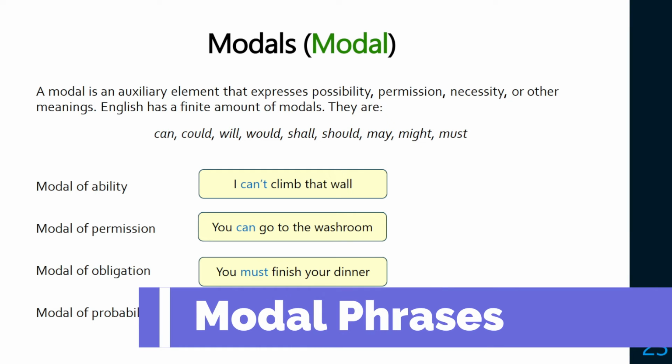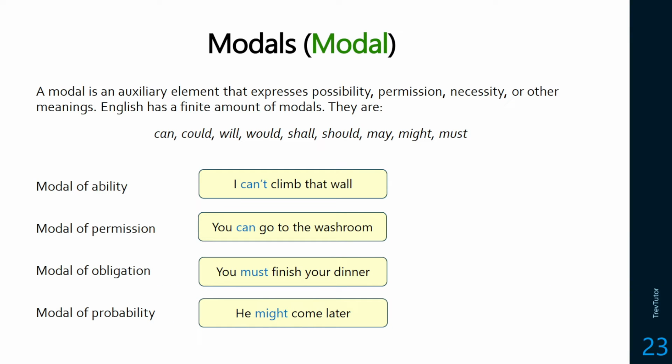Modals are the last type of auxiliary we're going to see, and these are words that express possibility, permission, necessity, or some other limited meanings. Now, there's only 9 modals in English, at least in American English. So can, could, will, would, shall, should, may, might, and must.